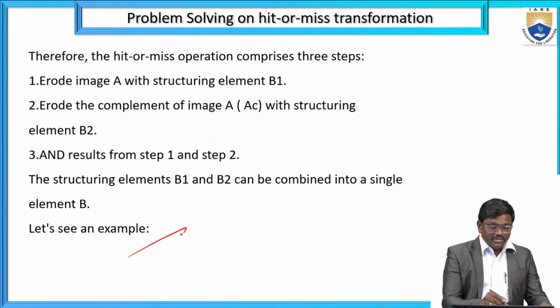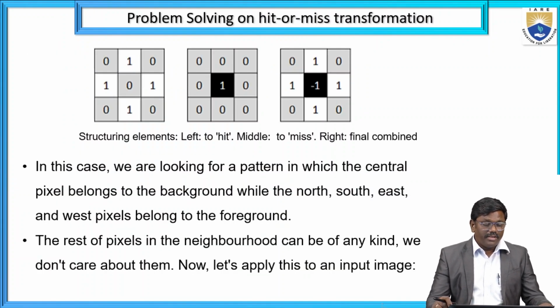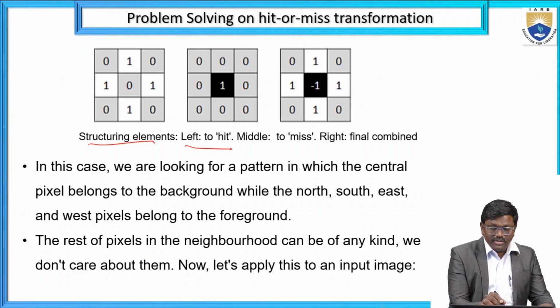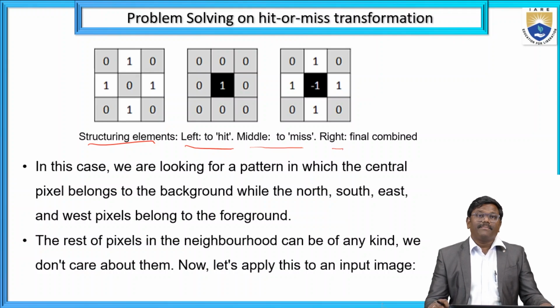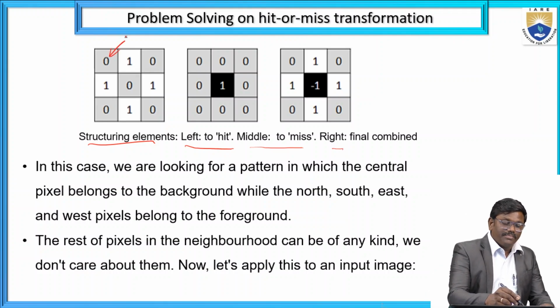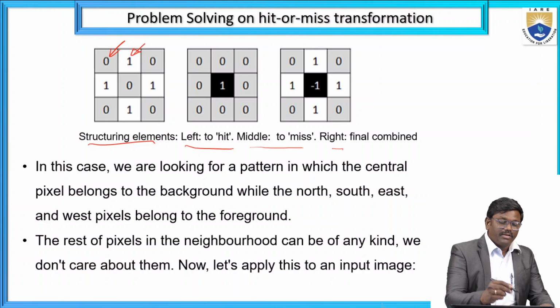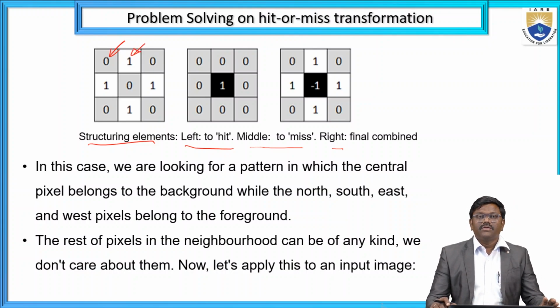Let us see one example based on this explanation. Here the structuring elements: left is for hit, middle is for miss, and right is the combined one. You see, what does 0 mean? It is background. What is the meaning of 1? It is nothing but foreground. In this case, we are looking for a pattern in which the central pixel belongs to the background while the north, south, east and west pixels belong to the foreground. The rest of the pixels in the neighborhood can be of any kind. We don't care about that.